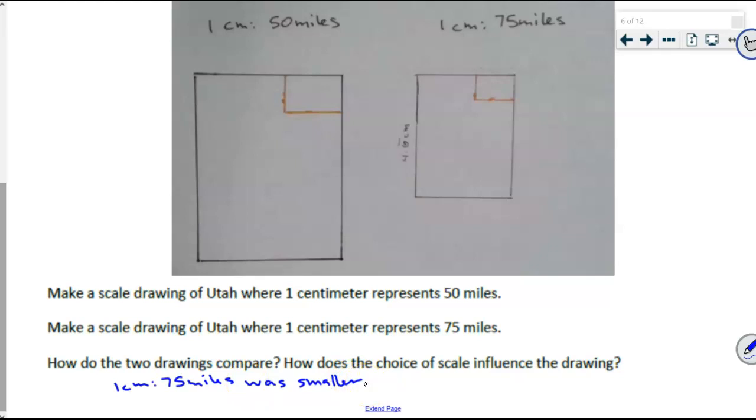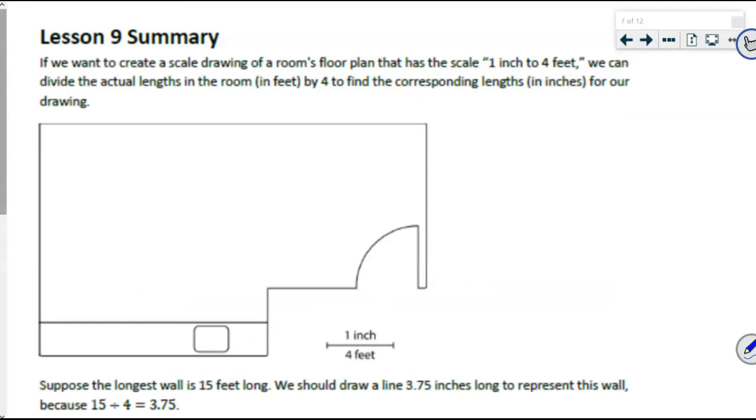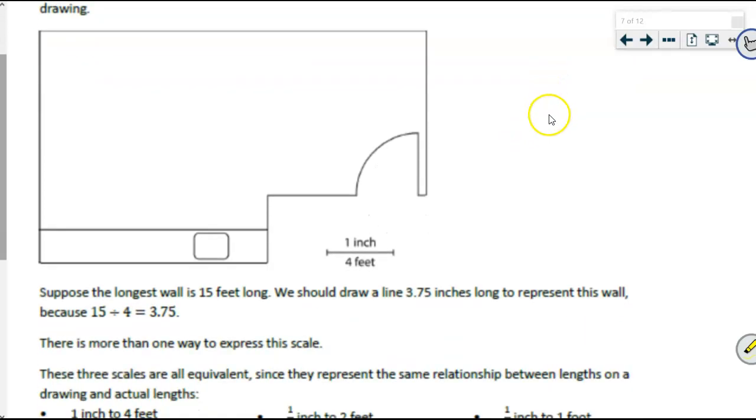And now, that's the end of the lesson. It's time to summarize. If we want to create a scale drawing of a room, and the floor plan has a scale of 1 inch to 4 feet, we divide the actual lengths in the room in feet by 4 to find the corresponding lengths, but we change that unit to inches for our drawing.